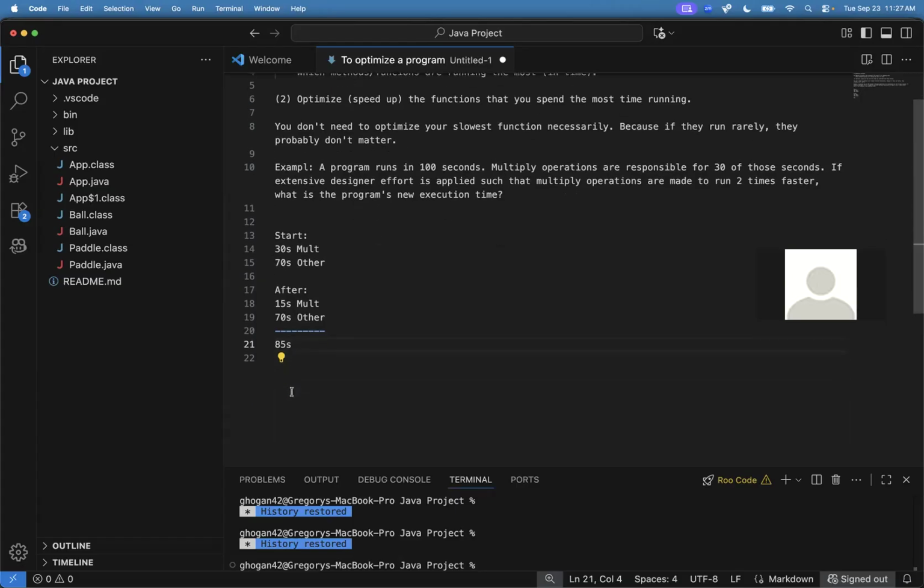And I didn't use any math formula here to do this, right? I just said, okay, they told us 30 seconds for multiplication, 70 seconds other stuff, to add up to the 100. And then they said multiply is twice as fast. So instead of 30, it's going to be 15 because that's twice as fast. The other one was left alone. And now altogether, you have that 15 seconds plus the 70 seconds, or 85 seconds.